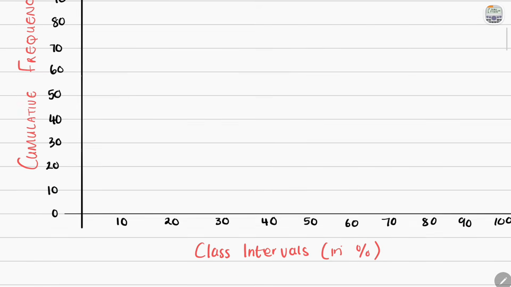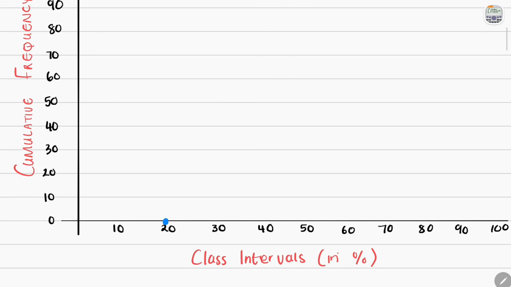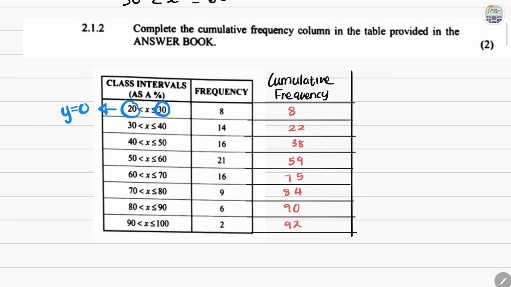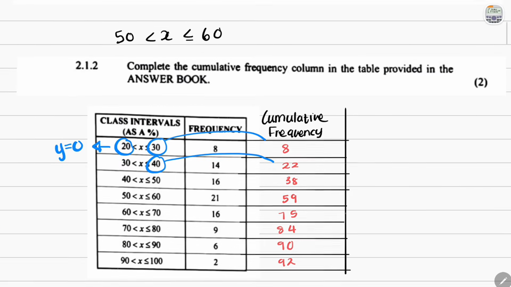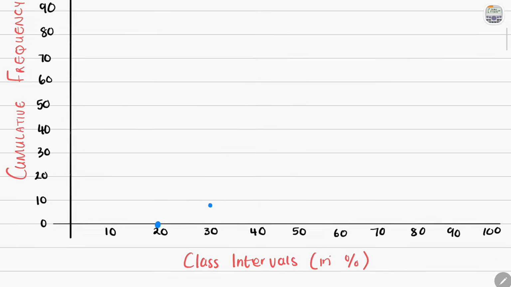So this is going to be 20 and 0. So 20 and 0, it's down there. And then you have 30, so that's 30 and 8. So 30 and 8 is just around here. So 38, just not by 10 yet. Okay, and then 40 and 22.